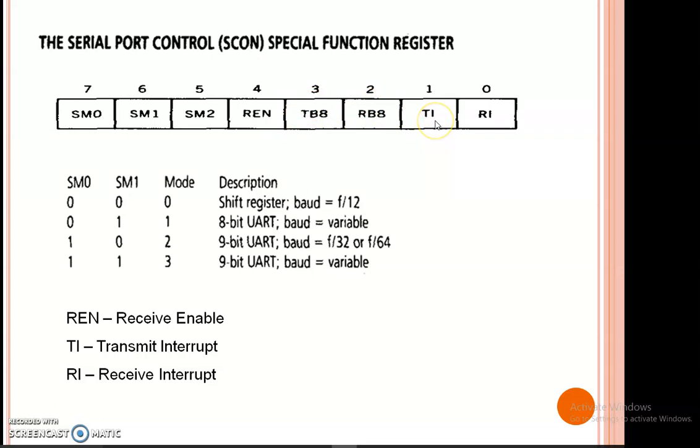And next bit is TI. TI means transmit interrupt, T for transmit, I for interrupt. Whenever transmission is over, meaning data is transmitted from SBUF to the external devices, then the TI bit is automatically set. So TI equal to 1 means transmission is over. Then RI, receive interrupt. RI equal to 1 means reception is over, meaning SBUF got 8-bit data from the external devices. That is the receive interrupt. TI and RI both are serial communication interrupts.